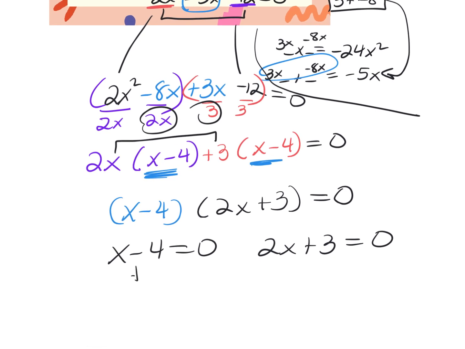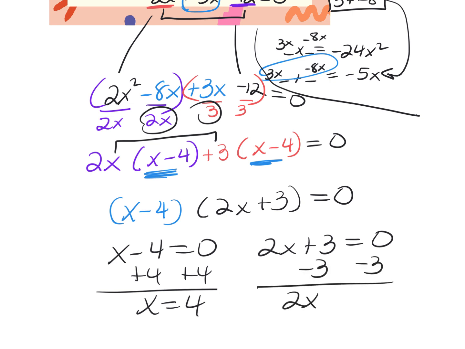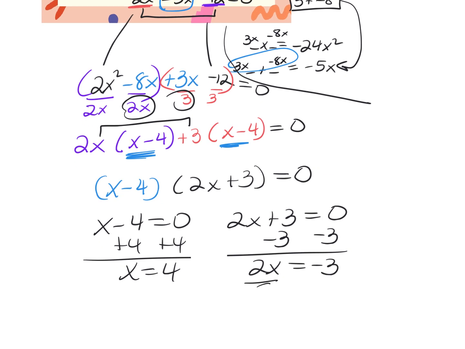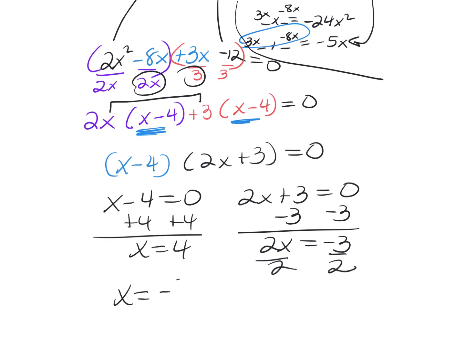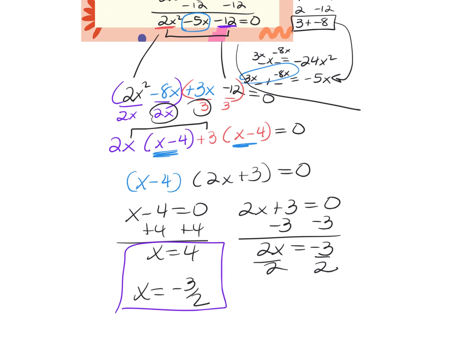I'm going to go ahead and add 4 to both sides. x equals positive 4. Subtract the 3. 2x equals negative 3, divide by 2, and x equals negative 3/2. So my two answers are x equals 4 and negative 3/2. Now I'll show you that when you plug them in, you would think the negative doesn't work, but it does.